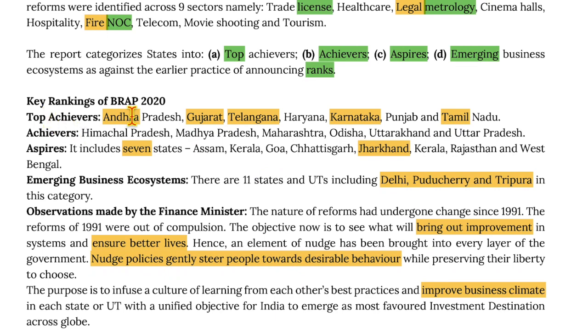Key rankings from BRAP 2020: top achievers included Andhra Pradesh, Gujarat, Telangana, Haryana, Karnataka, Punjab, and Tamil Nadu. Achievers included Himachal Pradesh, Madhya Pradesh, Maharashtra, Odisha, Uttarakhand, and Uttar Pradesh. Aspirers include 7 states: Assam, Kerala, Goa, Chhattisgarh, Jharkhand, Rajasthan, and West Bengal. Emerging business ecosystems include 11 states and union territories, including Delhi, Pondicherry, and Tripura.